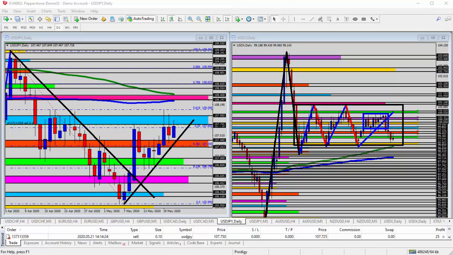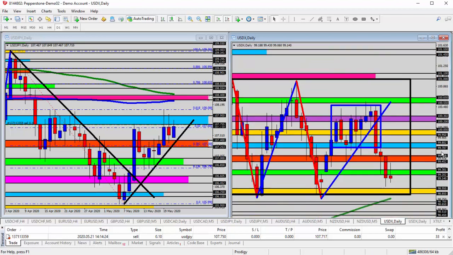So we have the US yen on the left-hand side, US dollar futures index on the right-hand side. We can see that the dollar has been bouncing around inside of a range on the right-hand side. That black box that you can see, the blue and the red trend lines really give a sense of the fact that it's just been bouncing around in there for the past couple of months. Zoom in on that a little bit, and there's that black box.